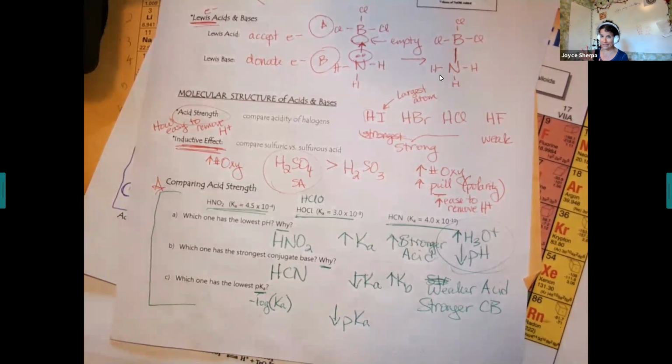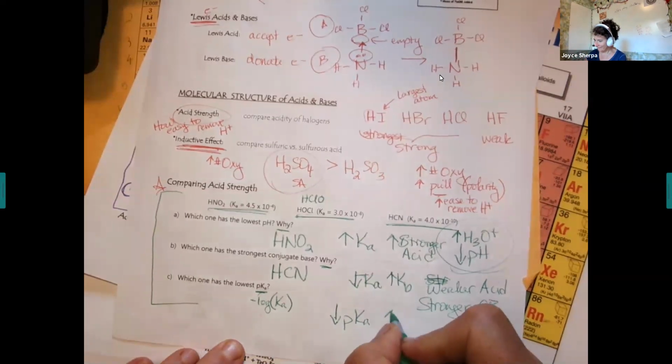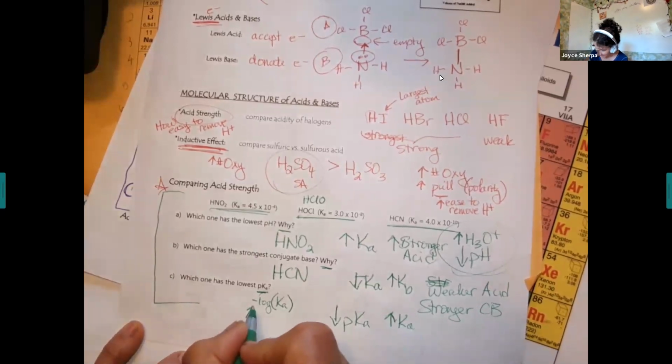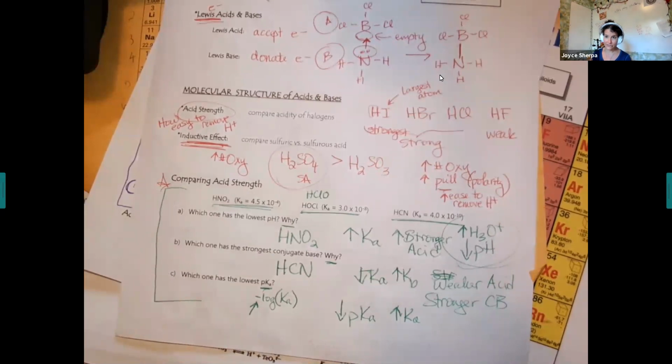which Ka are we going to pick? We're going to be opposite. The higher the Ka, the lower the pKa. It has to do with that negative sign, so they always go opposite directions. Same with hydroxide: the lower the pOH, the higher the hydroxide. The one with the highest Ka was the HNO2.